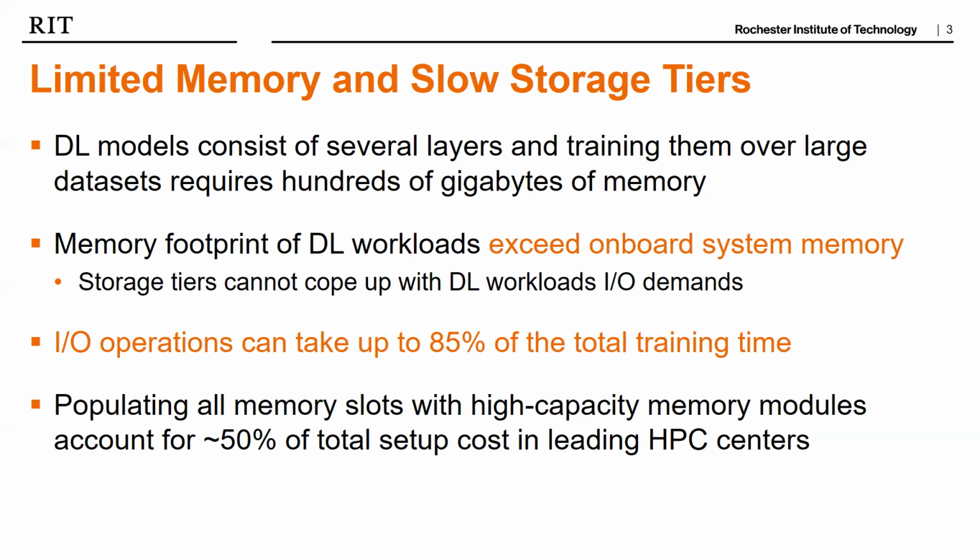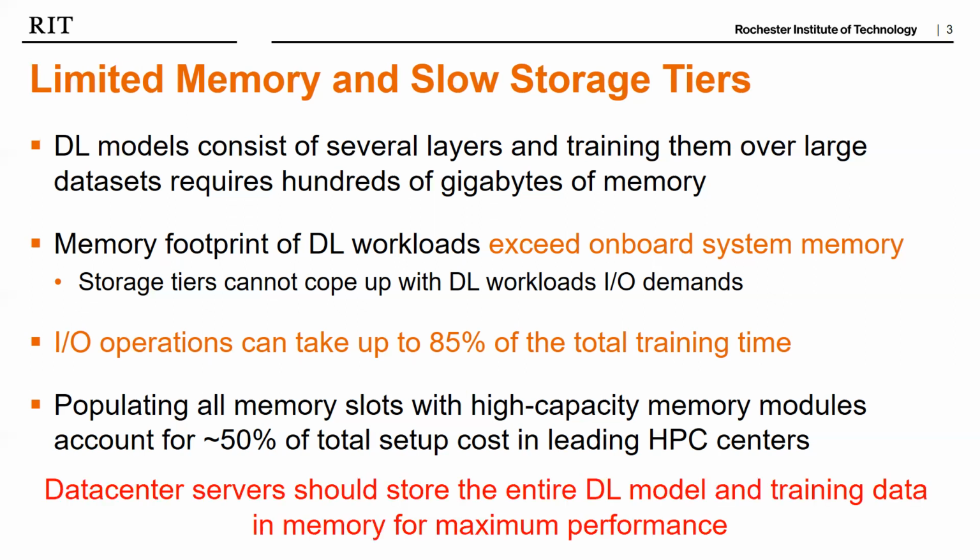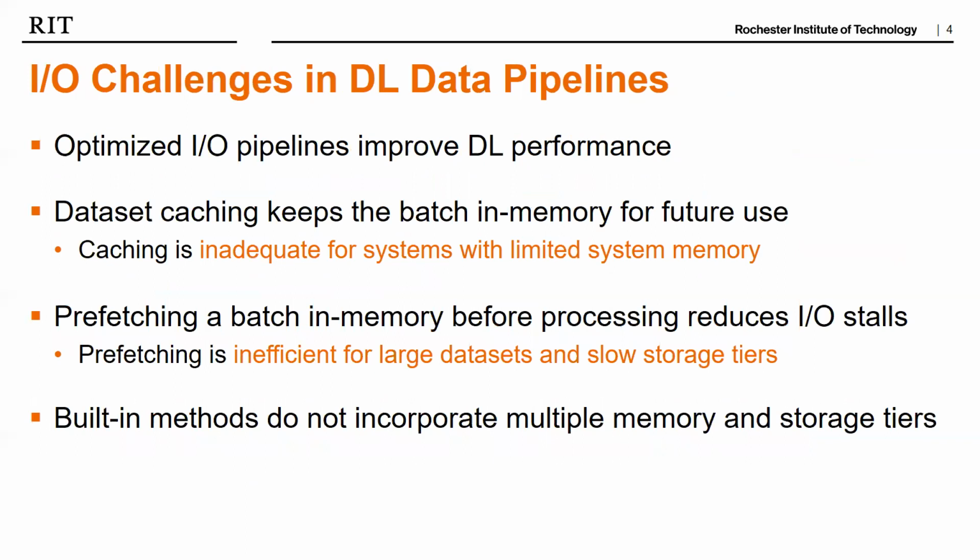To solve this problem, the system memory of a server is expanded by installing high-capacity memory modules on all slots, which is expensive and accounts for about 50% of the total setup costs. To summarize, the data center servers should have enough memory to host the entire deep learning model and training data to maximize performance.